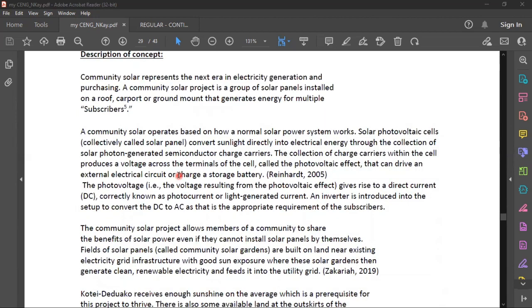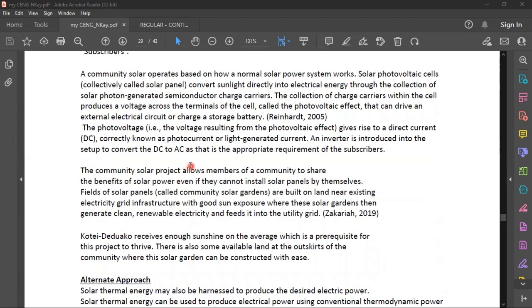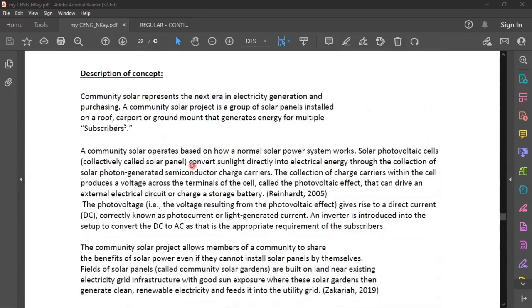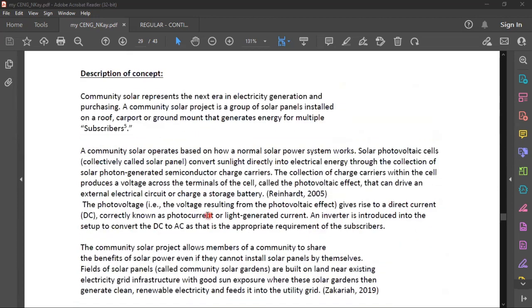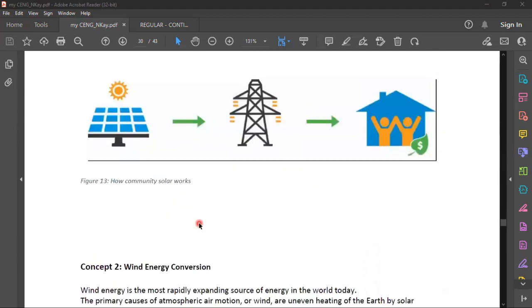What he's trying to do, and I don't want to read everything here because it would be a waste of time, is describe to the person who is going to read this report how he would solve the problem, which is power outages, with this concept. You get it? Very good. And then he added some diagrams. You would have to add diagrams. It is very, very important. So, how community solar works.